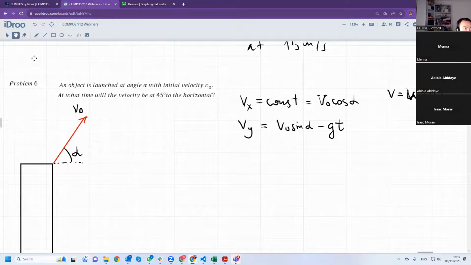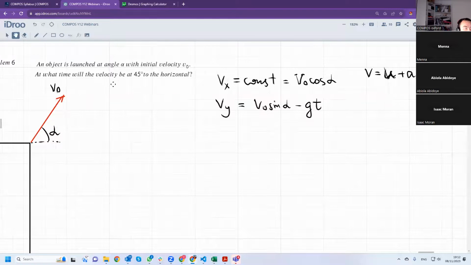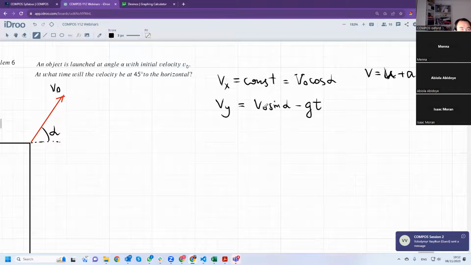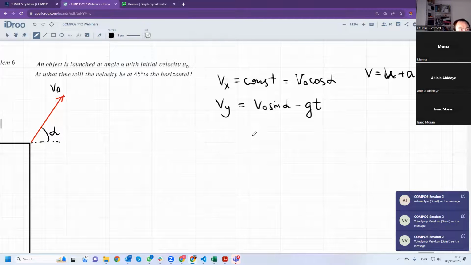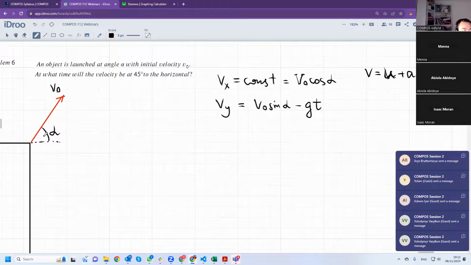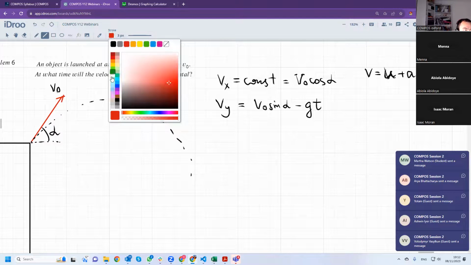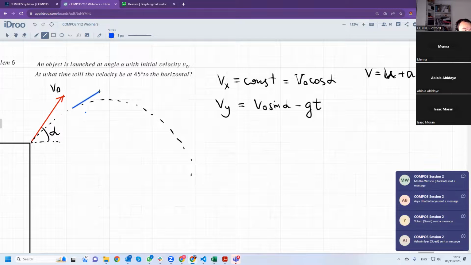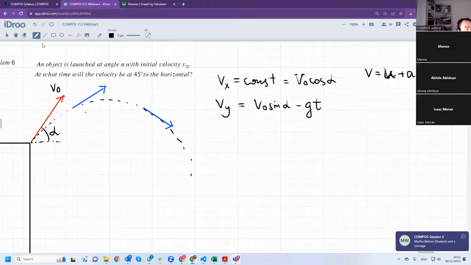Now, the angle is 45 degrees. So at some point, it's traveling like this, the velocity is at 45 degrees to the horizontal. So at some point, this is 45, or this is 45.